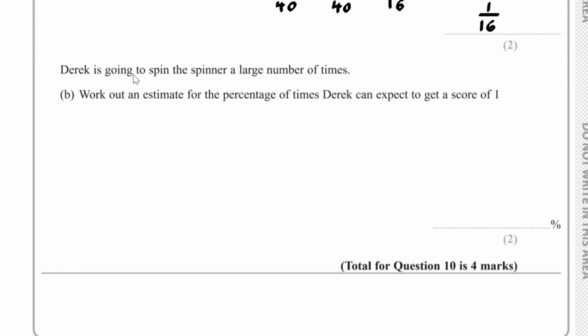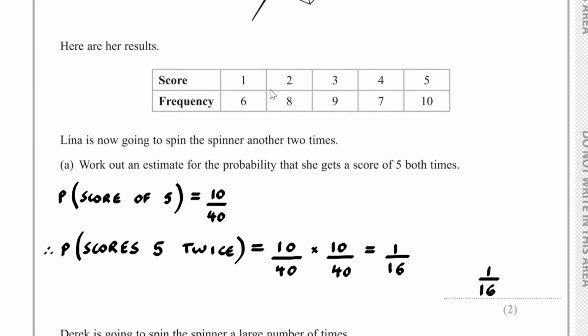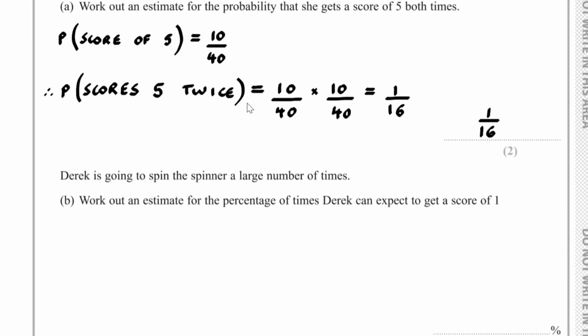Now for part B, Derek is going to spin the spinner a large number of times. We have to work out an estimate for the percentage of times Derek can expect to get a score of 1. Well, if he gets a score of 1, the relative frequency will equal 6 out of 40. So what we have calculated over here is the relative frequency of getting a 1, that's 6 over 40.